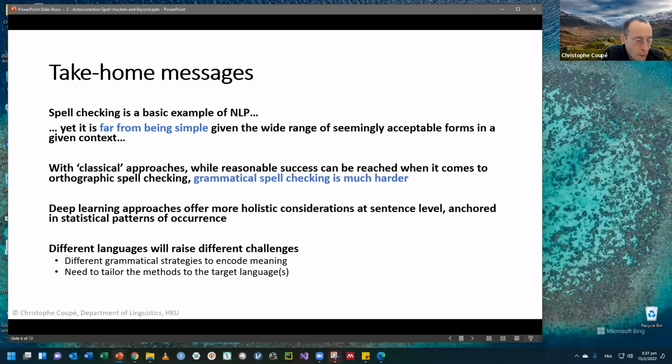But there are languages which are way more transparent, like Serbian, for instance, the language spoken in Serbia and in a few other countries. Now think also if you write Chinese, like people here in Hong Kong and in China, processing Chinese characters is quite a different thing from playing with letters and alphabets. So different languages, different challenges, quite obviously. And you may try to tailor the methods to the target language or languages you need to work with. So these are the takeaway points in a way.